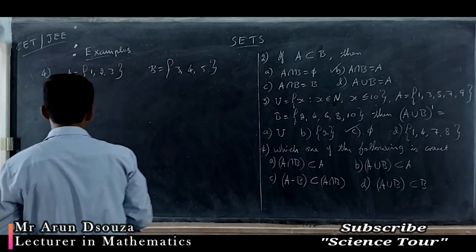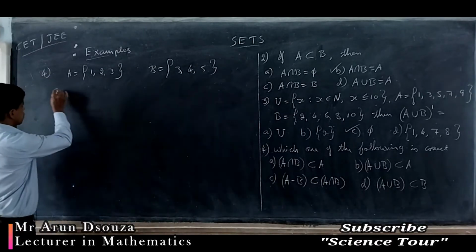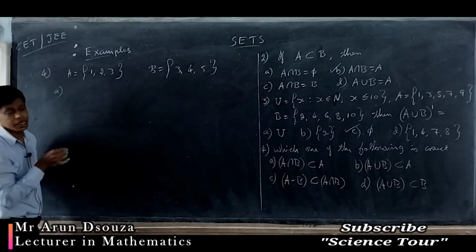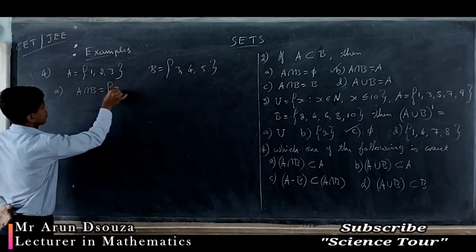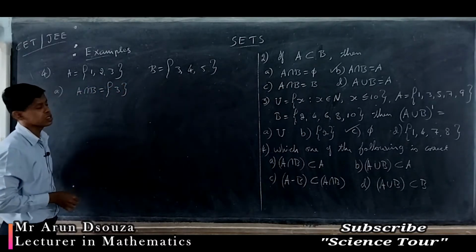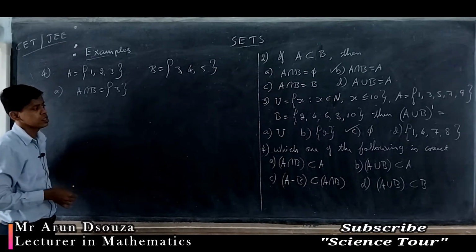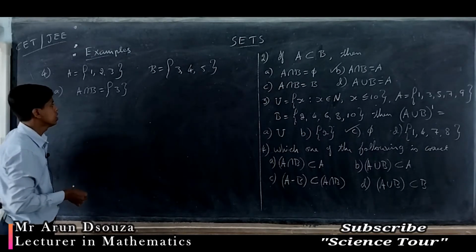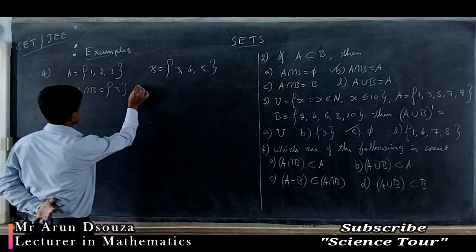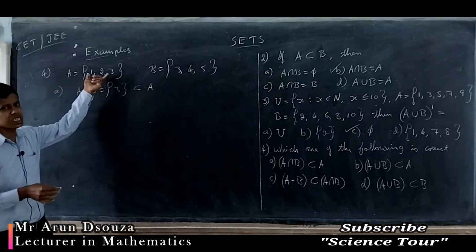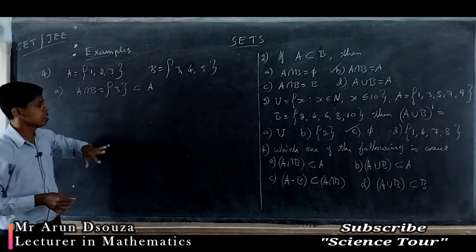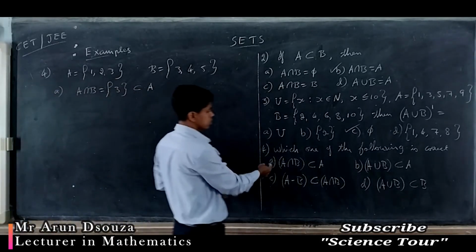Okay, now first option, what is the first option? A intersection B. Well, now I have got 3. Now, is it a subset of A? Yes, this is a subset of A. This is a smaller set of A. So, the first option is right.